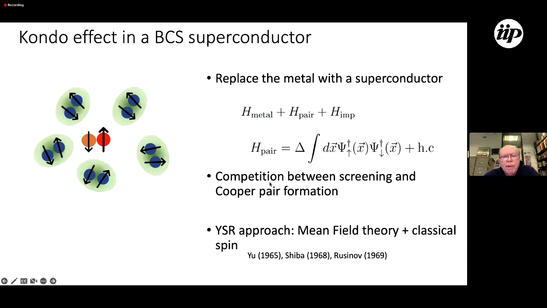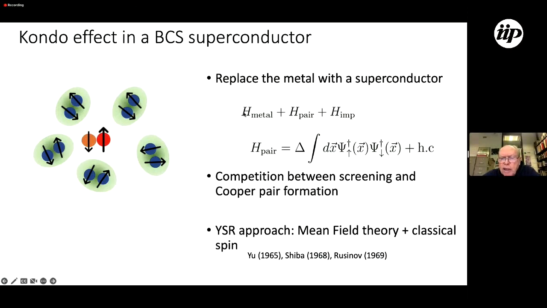The question is, what happens when instead of putting an impurity in a gas of free electrons, namely a metal, we put it in a BCS superconductor. So this is a very old question. As you see, people started working on it in 1965. And how to do now the calculation of the screening and interaction of the impurity with the now gas of BCS bound states is not a trivial question.